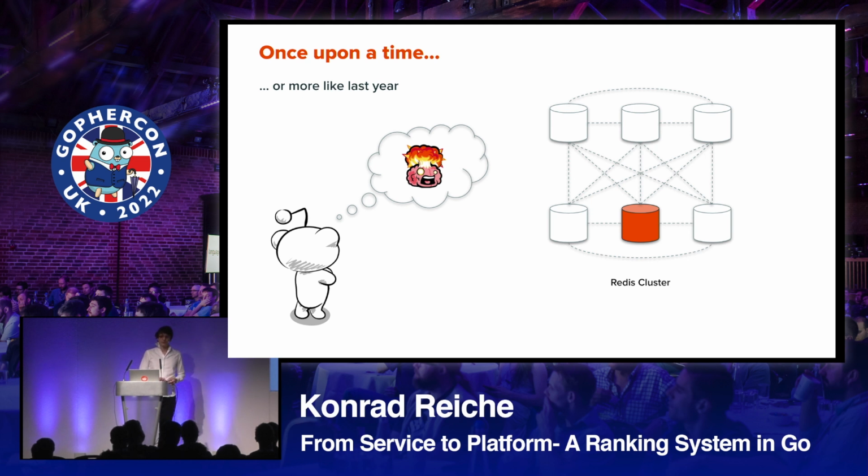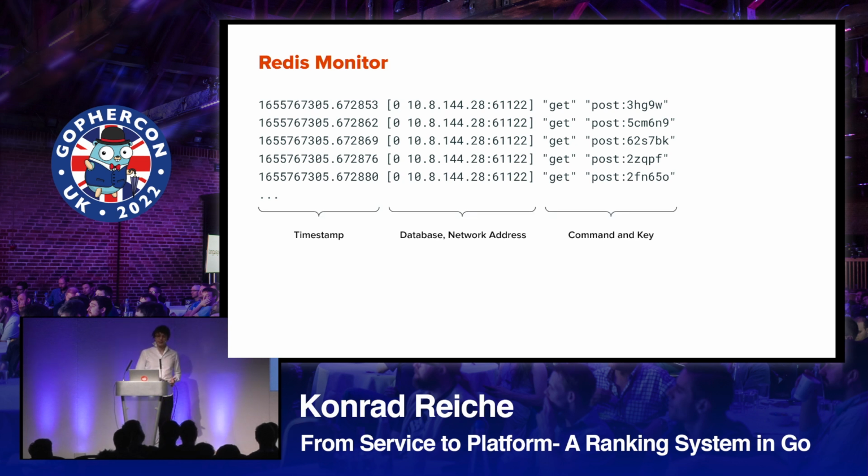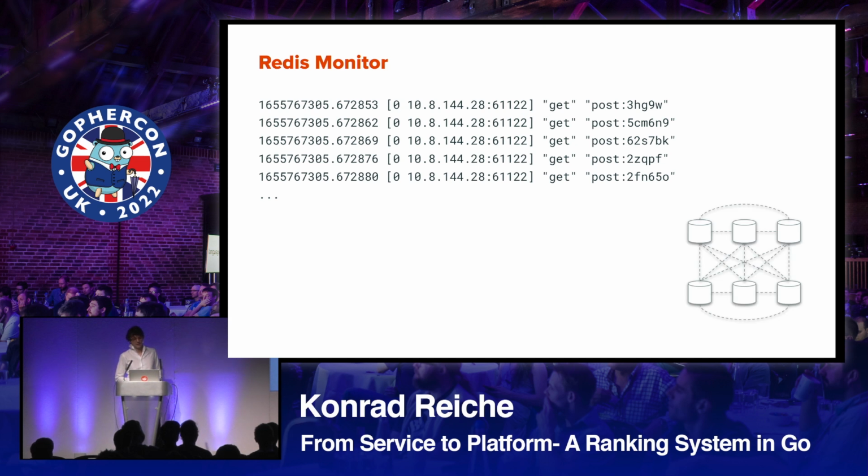For this, you can use the Redis monitor command. It provides a log of key access in real time, containing a timestamp, the database, network address, but most importantly, the command and key. Ideally, the log looks like this, different keys distributed across different nodes. On the other hand, if we see something like this, not so great. Too many keys with the same name are being accessed on the same node.